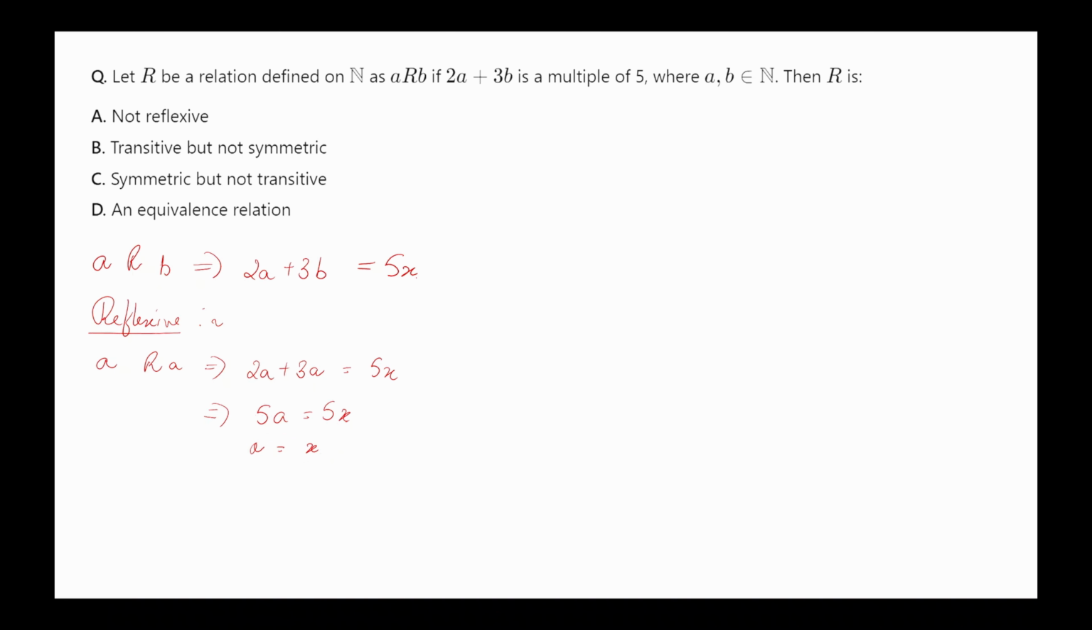Let's say instead of 5, I would have had 2 here. Then it would have become 5 by 2x, and then we are not sure. For certain values, we might have fractional values as well. So here we can say that it is always reflexive. Now let us check for symmetric.